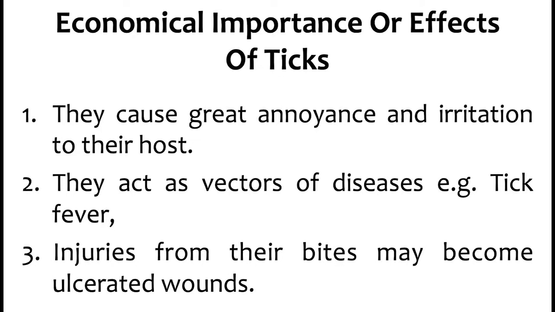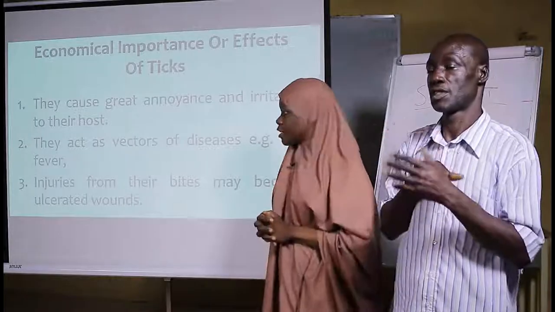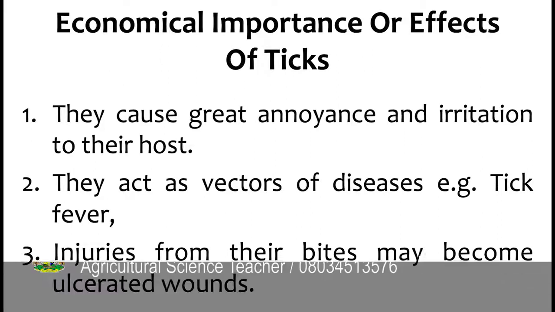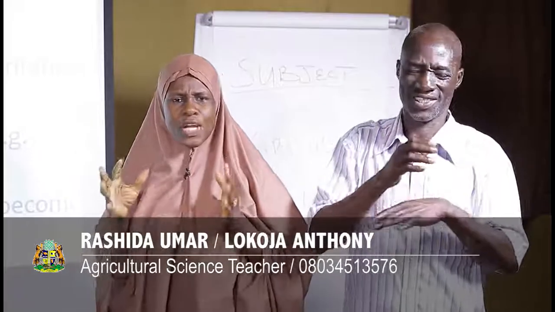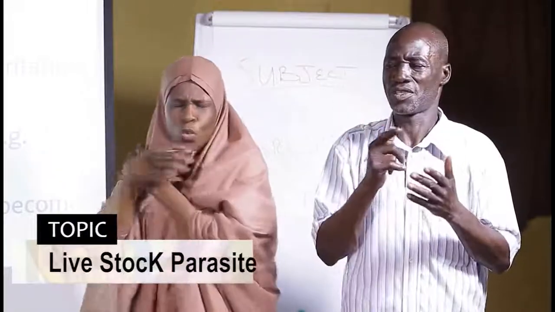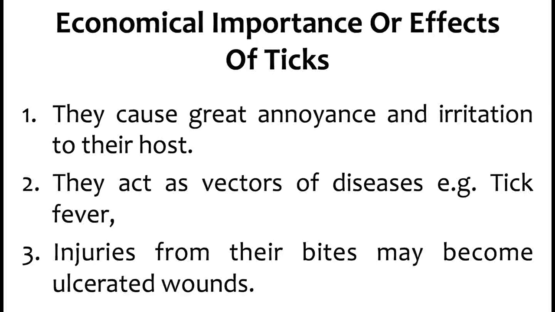Now, let's look at the economic importance or effects of this tick. What are the effects of this tick on the animal? Number one, they cause great annoyance and irritation to their hosts, because they are always flying or walking on the body of the animal. Number two, they act as vectors of disease, e.g. tick fever.